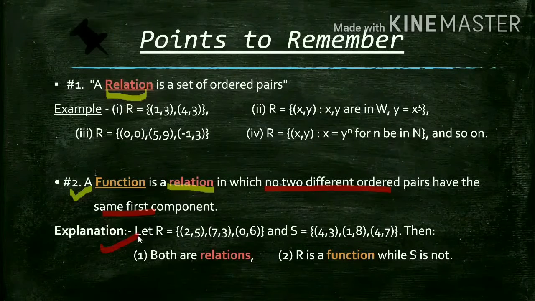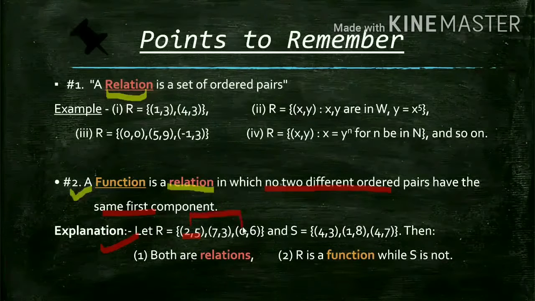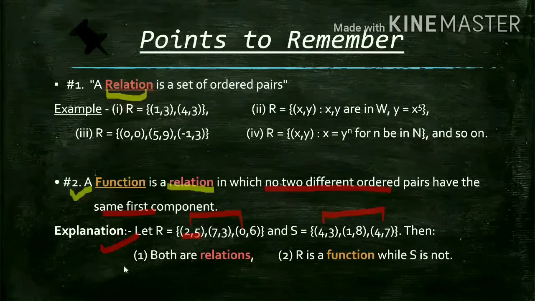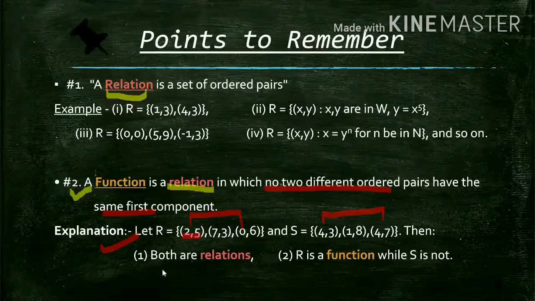Consider this example. Let R contain three ordered pairs: (2, 5), (7, 3) and (0, 6). And S contain again three: (3, 4), (3, 1) and (8, 4), (7, ...). I need to verify whether these options given to you are correct or not.